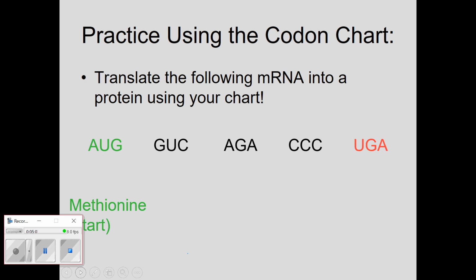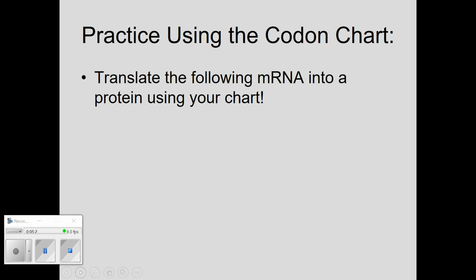Now, let's check your answers. GUC codes for valine. AGA translates into arginine. CCC, proline. And UGA, stop. Hopefully you guys got them all correct. Let's practice some more.